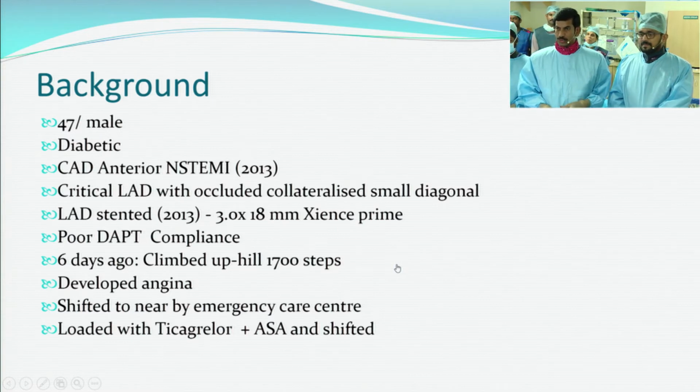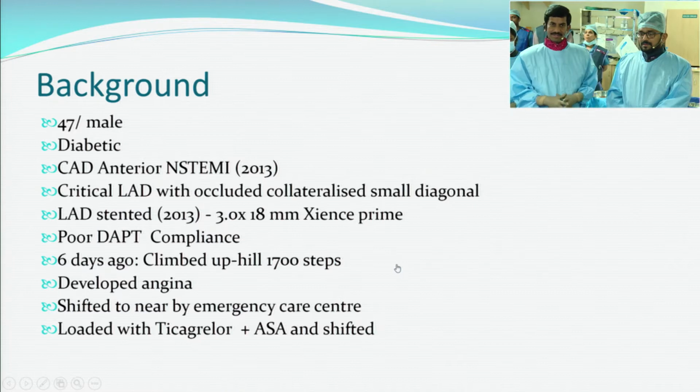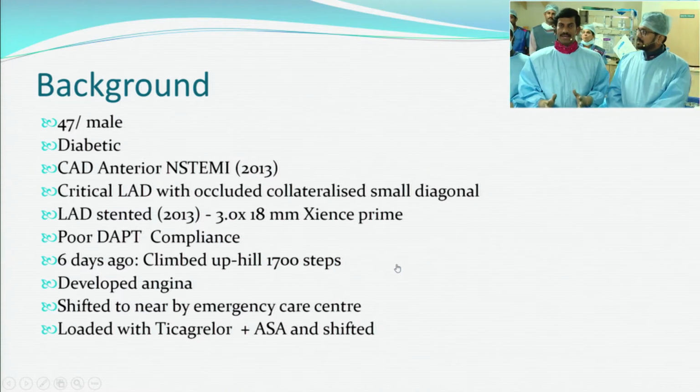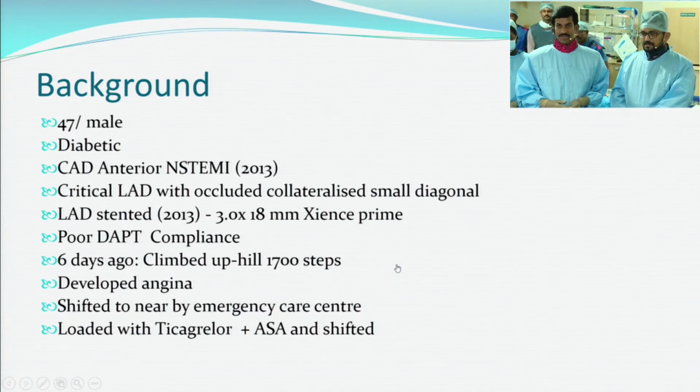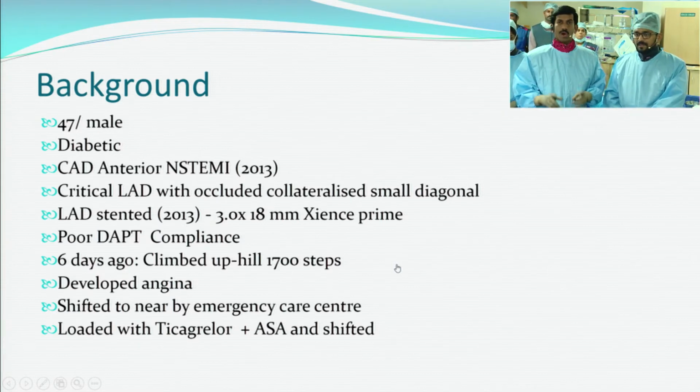His tests were negative, but there was a classical history of DAPT poor compliance, and he was lost to follow-up. The current situation began about 6 days back when he tried walking uphill, almost 1,700 steps, and developed angina. He was shifted on a stretcher for medical care. Troponin was positive, and after stabilization, tirofiban infusion, ticagrelor and aspirin, he was shifted over here for further management.